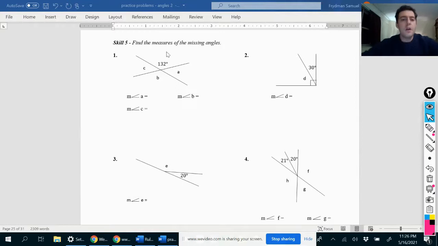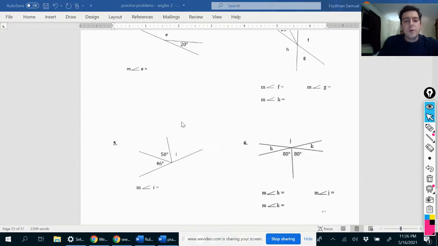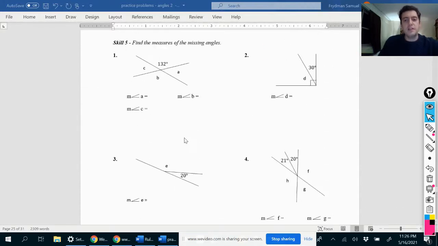Okay. So find the measures of the missing angles. What are we going to do here? I think we'll do 6 of these. So we have got plenty of practice here. Find the measures of the missing angles.